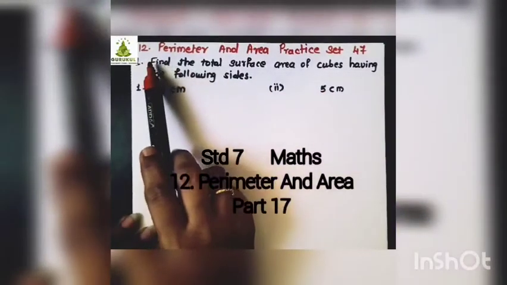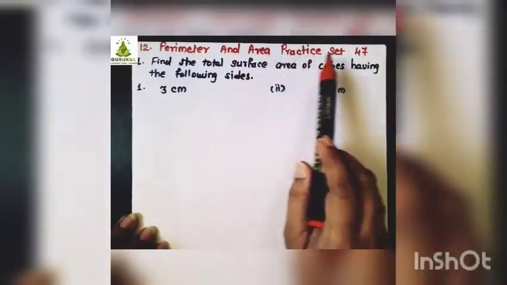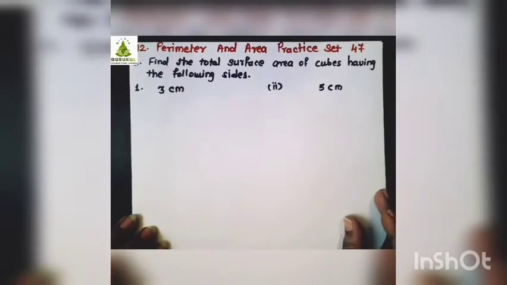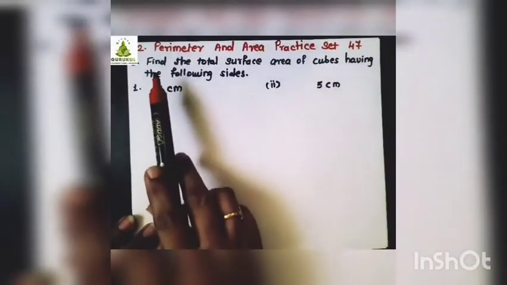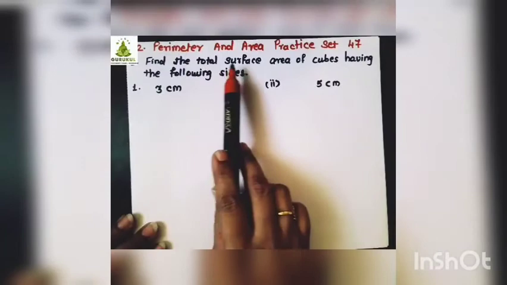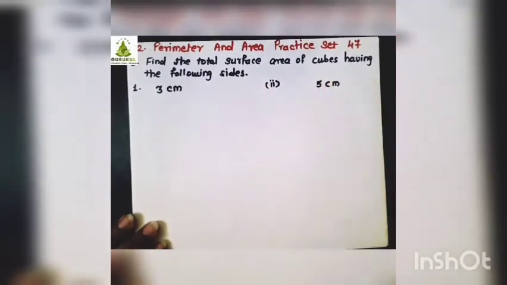Now lesson number 12, perimeter and area, practice set 47. First sum that we are going to start with. What is the first sum? Find the total surface area of cubes having the following sides.